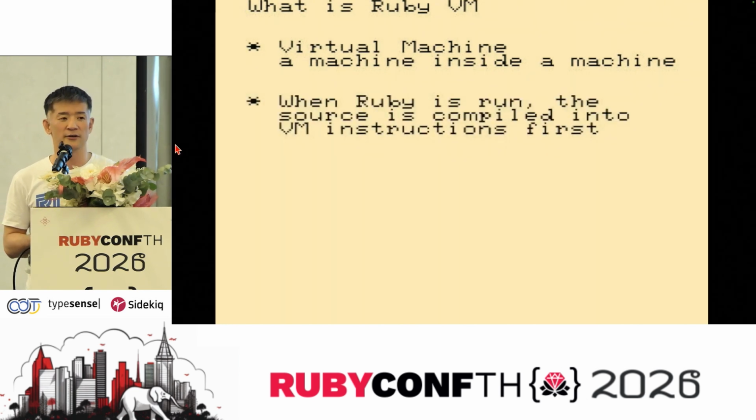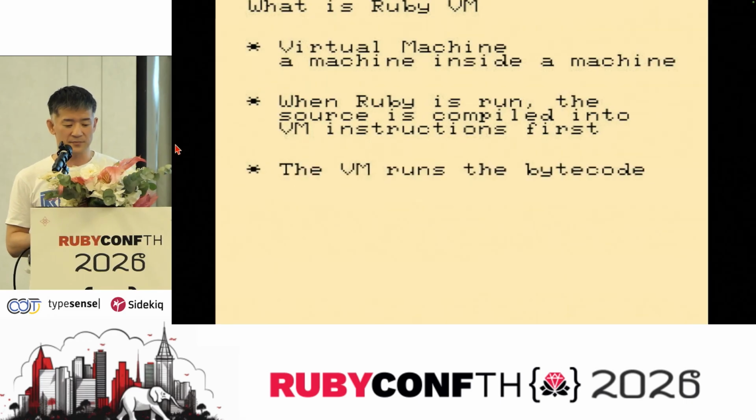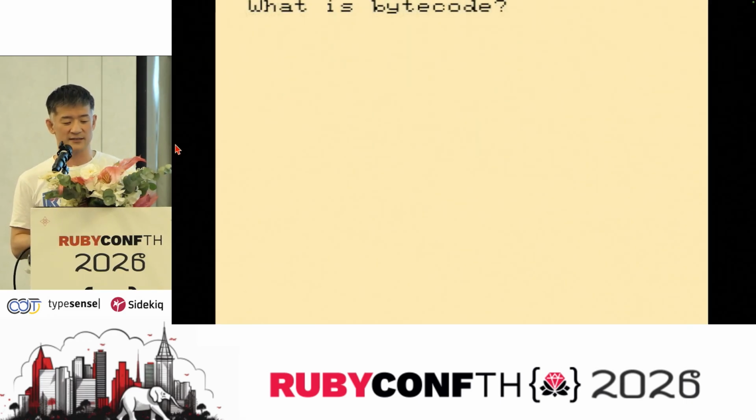You might not be aware of this, but when you run Ruby code like puts hello world, the interpreter is not actually executing that code directly. It's first compiled into bytecode, often called the intermediate representation, and then that is executed by the VM. So the VM executes the bytecode instructions.